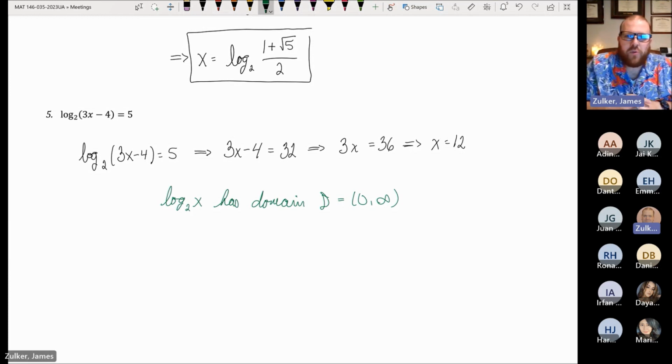We have to make sure that 12 is actually in the domain. Right? Well, 3x minus 4 would have to be greater than 0, meaning that x has to be larger than 4/3. Is 12 larger than 4/3? It is. So 12 is in our domain. So it is a solution.